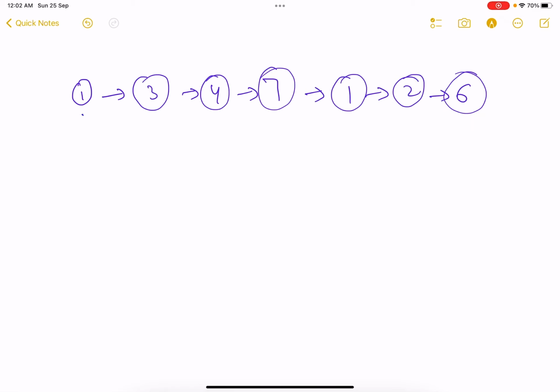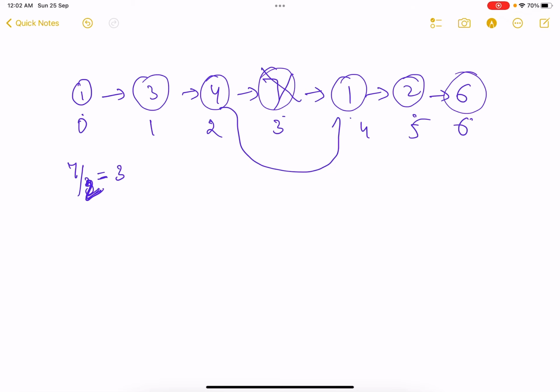So how many nodes are there? 1, 2, 3, 4, 5, 6, 7. So 7 nodes are there. Divide it by 2, right? What this problem is saying, so total we have 7 nodes divided by 2, you get 3, right? So delete the node at index 3, and the indexing is starting from 0, so it is 0, 1, 2, 3, 4, 5, 6. So delete this node, so the new list will become, or I can say 4 will directly point to 1, right? So your new list will be 1, 3, 4, 1, 2 and 6, right? This is what the problem is saying you to do, right?